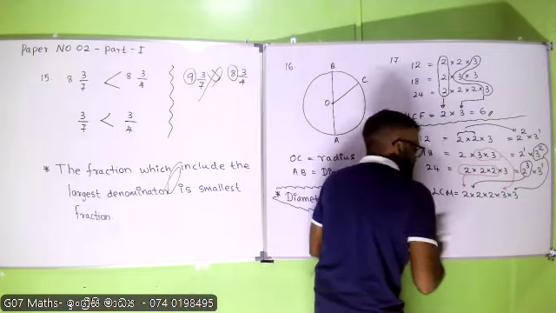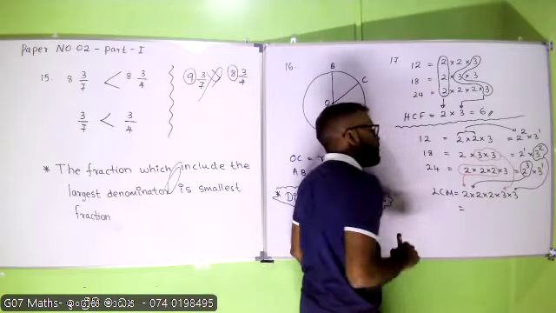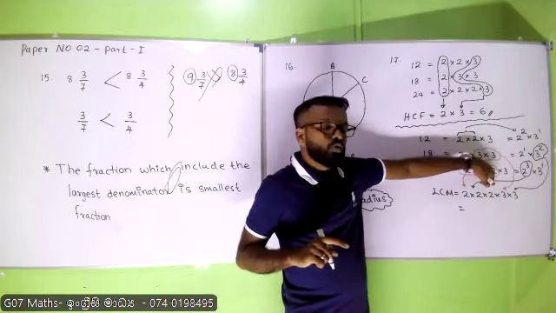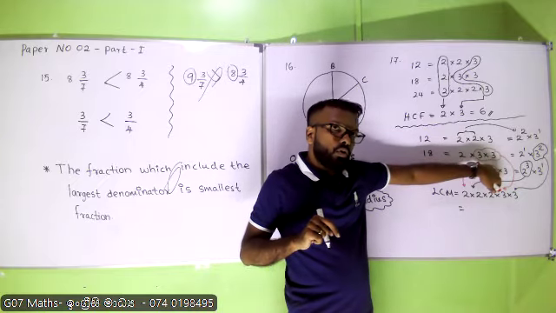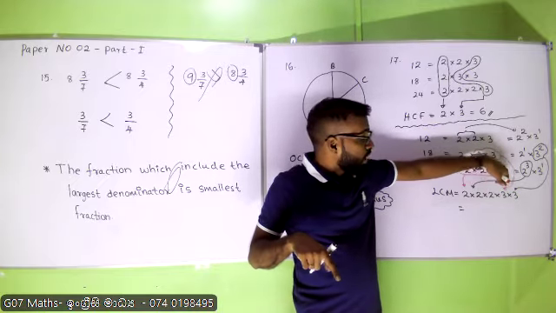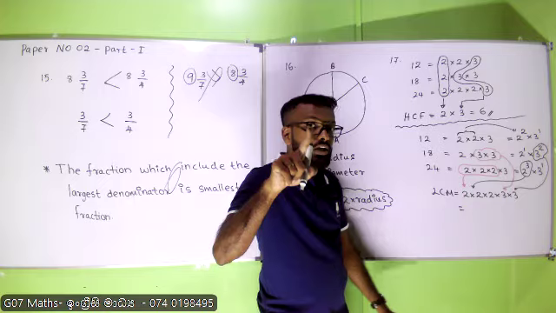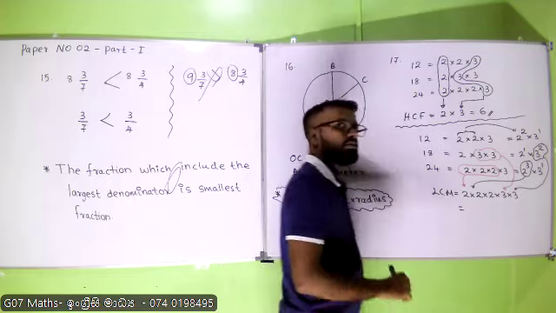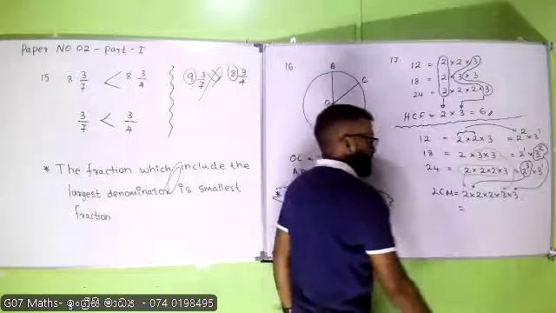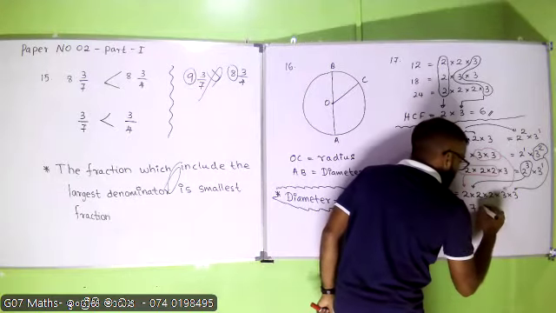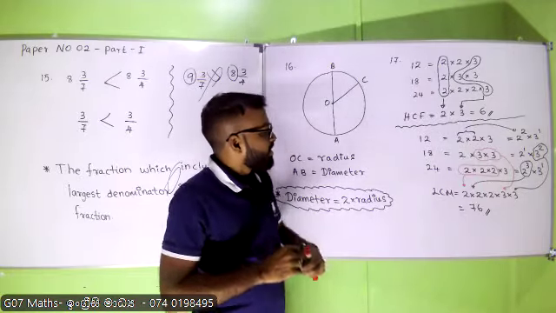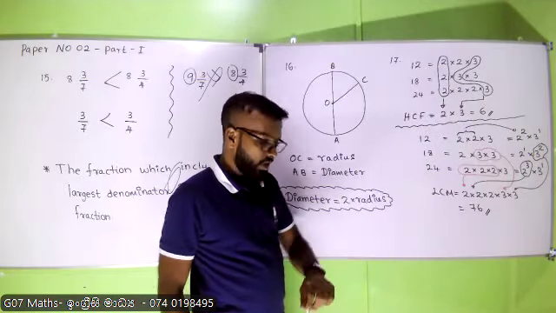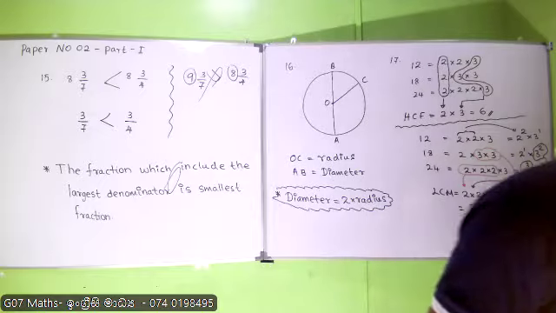So multiply this. 2 times 2 is 4. 4 times 2 is 8. 8 times 3 is 24. 24 times 3 is 72. So the LCM is 72. Correct. So this is the way that you are going to do it. Okay, so let's move to the next one.